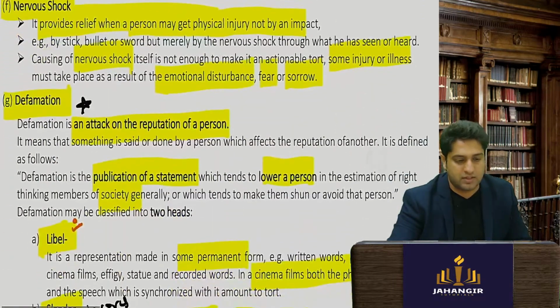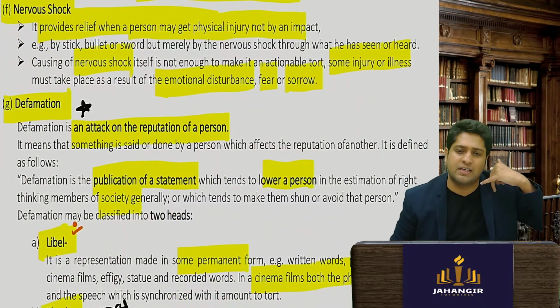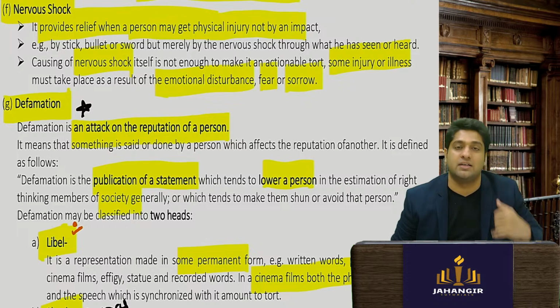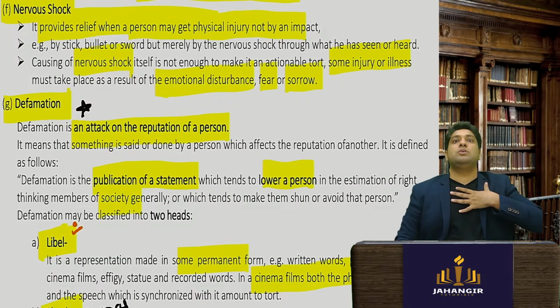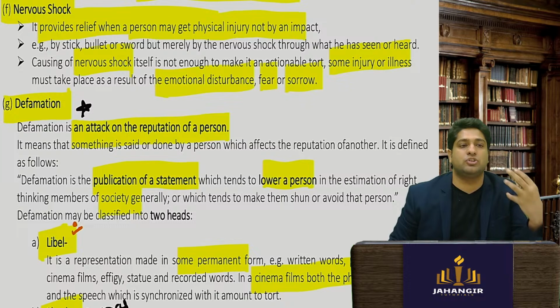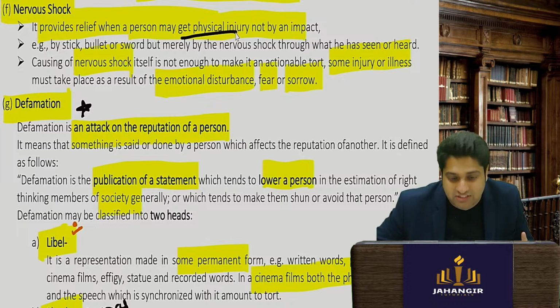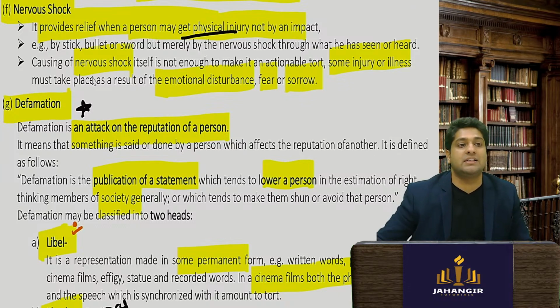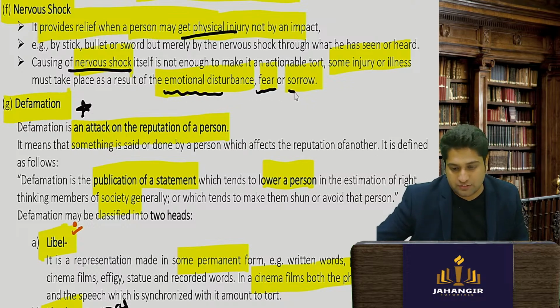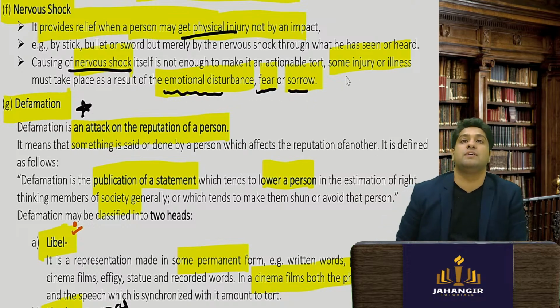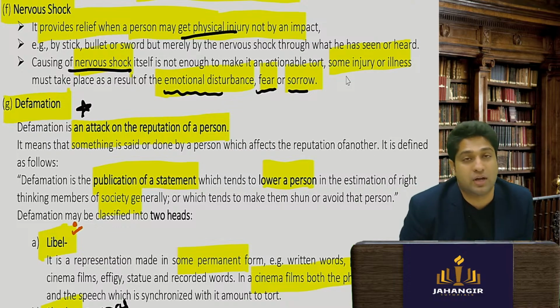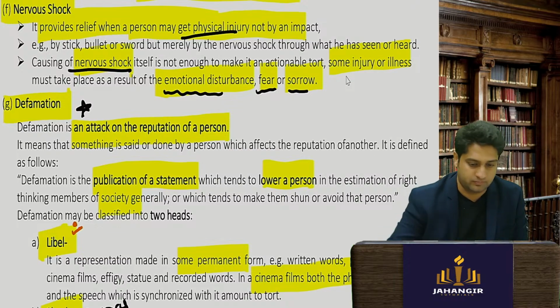Simple. Then nervous shock. You call someone and say that your husband is dead, he died in an accident, and then you say it's a prank. But that person got a nervous shock. A nervous shock is mental, so it is not a physical injury. It is a case of shock, emotional disturbance, such as fear, sorrow. So for nervous shock, you can ask for compensation as well.